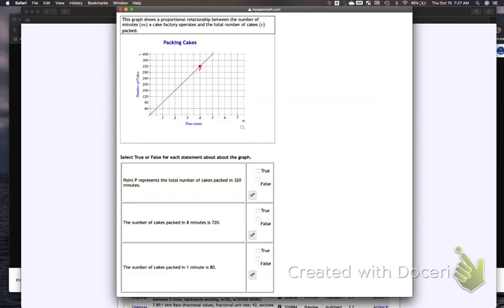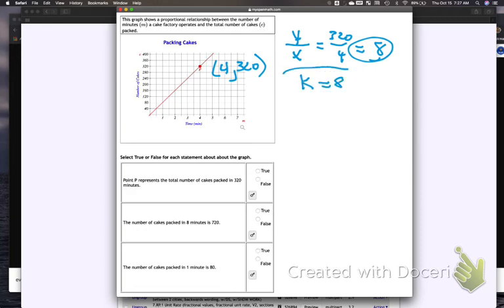All right, so while all three of these problems have different scenarios, the idea behind what you're doing is exactly the same. So I'm going to start with the ordered pair that we can visibly see here. So that is 4, 320. And so we're going to start by finding the constant of proportionality, which is easiest to find by taking y and dividing by x. So we've got 320 divided by 4, which is 8. So that means the constant of proportionality is 8.